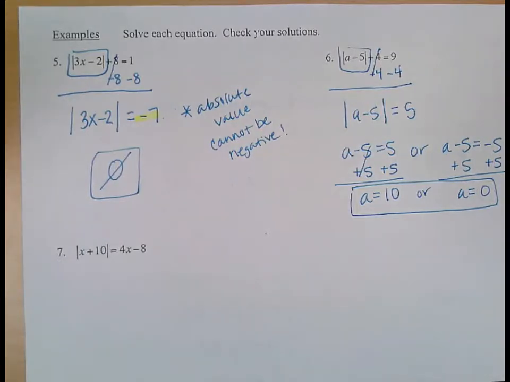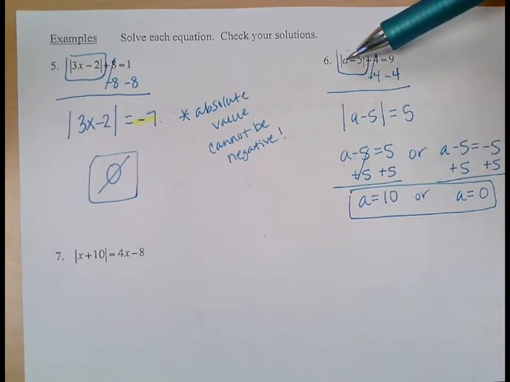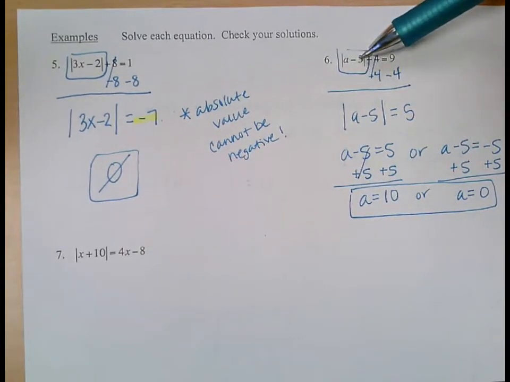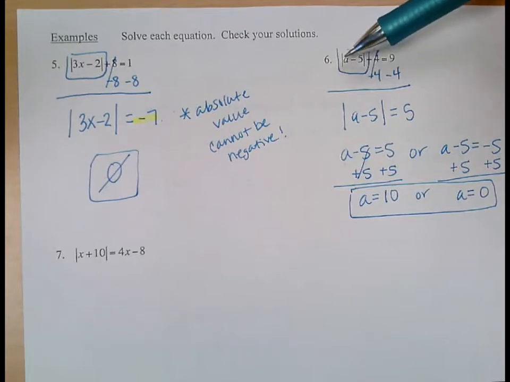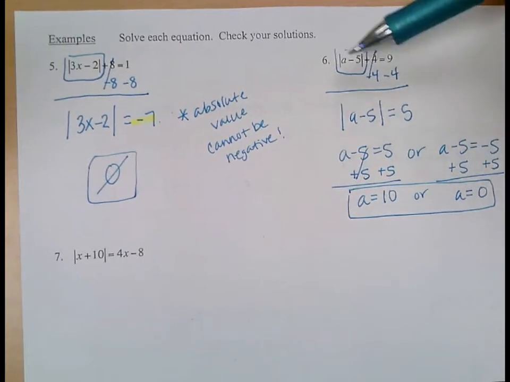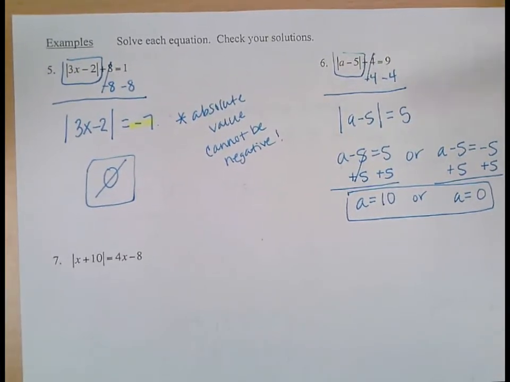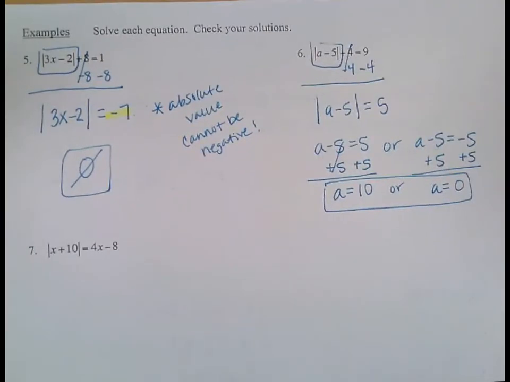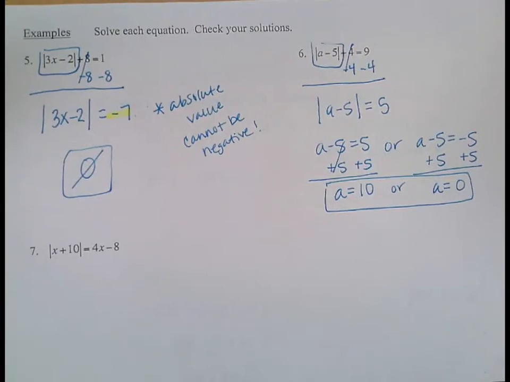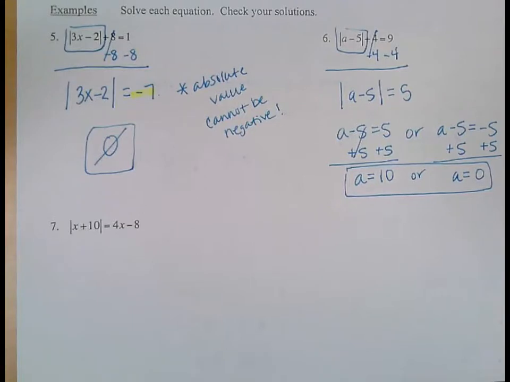I should check those in the original equation. So if I did substitute 10 back in for a, 10 minus 5 is 5. The absolute value is still positive 5. And if I add 4 to that, I do get 9. So it does work out. If I substitute 0 in, 0 minus 5 is negative 5, but the absolute value is positive 5, and then positive 5 plus 4 is 9. So they do both work. Okay, simple check. Takes maybe a couple extra seconds, but then you know if your answers are right or not. So any questions before I move on to example 7?